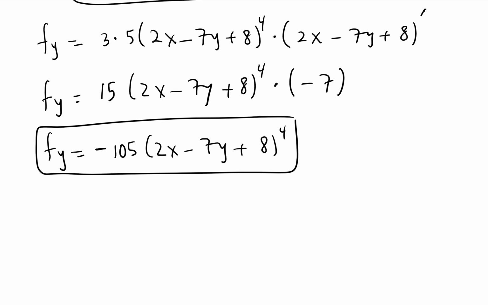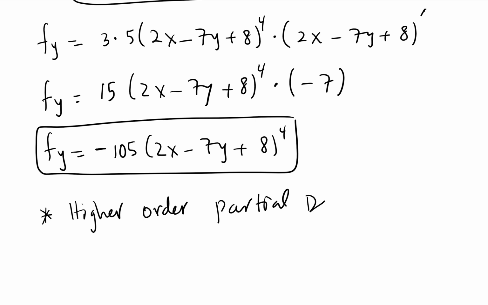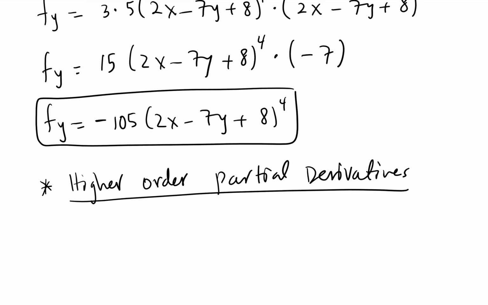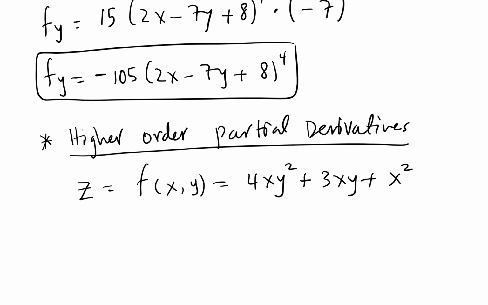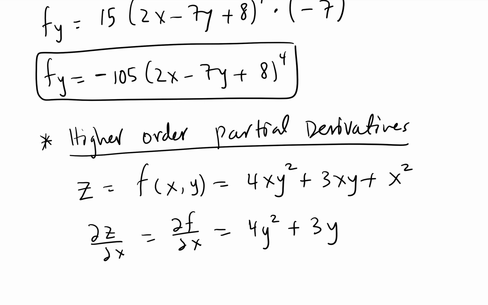Now we have what we call higher order partial derivatives, which we'll be using in the next section. So if we have, let's say, z equals f of x, y equals 4xy squared plus 3xy plus x squared, and we need to find partial z partial x, which is the same as partial f partial x. So we just find the derivative with respect to x. This is 4y squared plus 3y plus 2x.